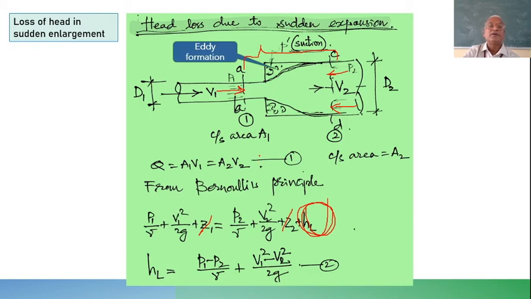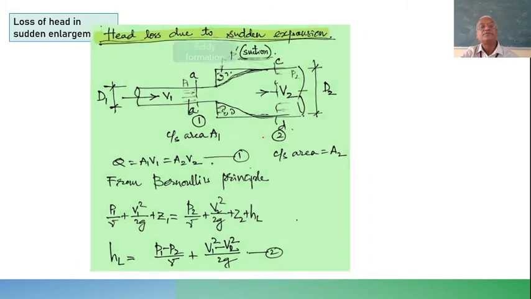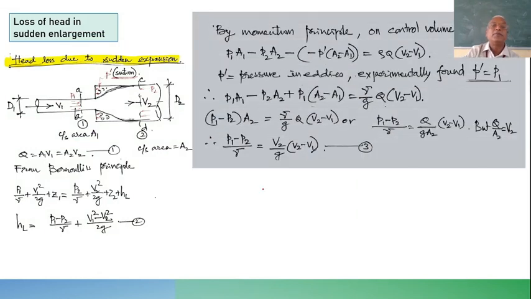Now further, this is eddy formation. Now by momentum principle, what is momentum principle? If you remember, force is equal to mass rate of flow into change in velocity, F equals m by t into change in velocity. The same thing I have used here: change in velocity V2 minus V1 or V1 minus V2, whichever way you have considered things.